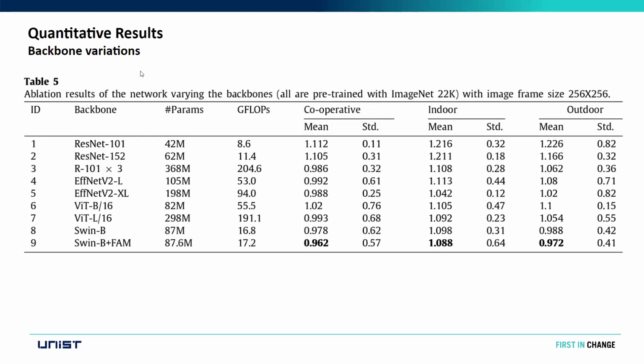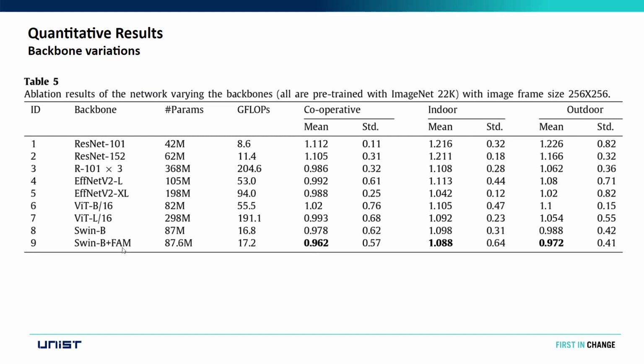One of their qualitative results focuses on studying the benefit of using different kinds of backbone for 3DMM purposes. So this is the backbone variation they have: using ResNet-101, using EfficientNet, using Swin baseline, and using Swin baseline with FAM, which is the feature aggregation module. Using the Swin base model plus the feature aggregation module, as you can see here, outperforms most of the metrics they have, for indoor and outdoor.